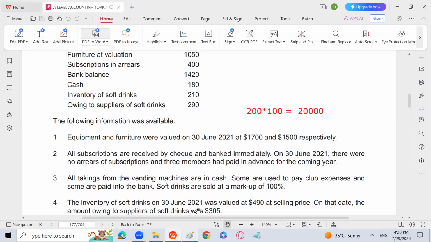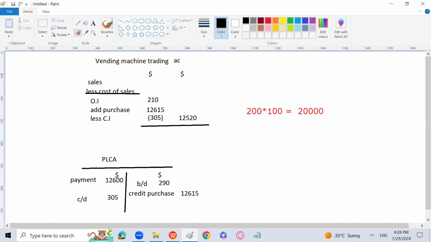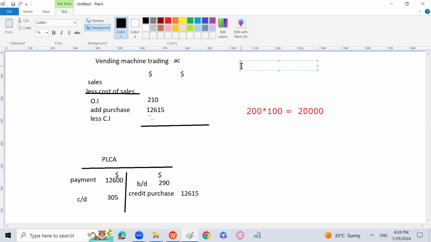One thing which we have done wrong actually, that is that the closing inventory, if I'm not wrong, the inventory of soft drinks at the end is 490, but that is written on selling price. 490 is on selling price. So we have to write the cost over here at the end for the closing inventory, not the selling price. So how we are going to find the cost? Let's find it out. We know that markup is the gross profit percentage on cost. Markup is 100%, right? So we will convert the markup into margin.